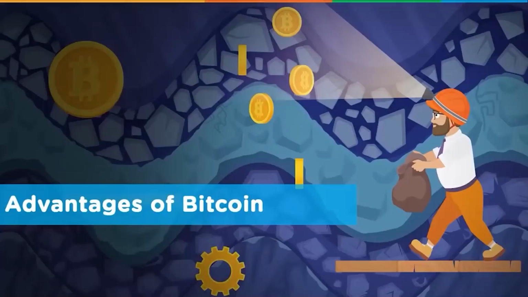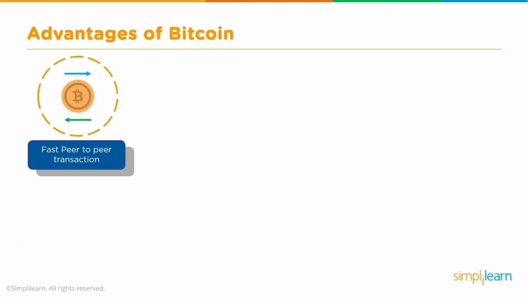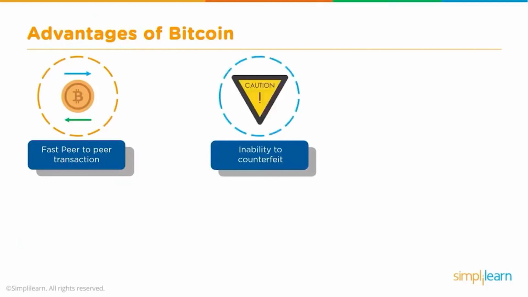Now, what are the advantages of Bitcoin? It allows fast and quick peer-to-peer transactions. It is impossible to counterfeit or hack the transactions which are running on a Bitcoin network.